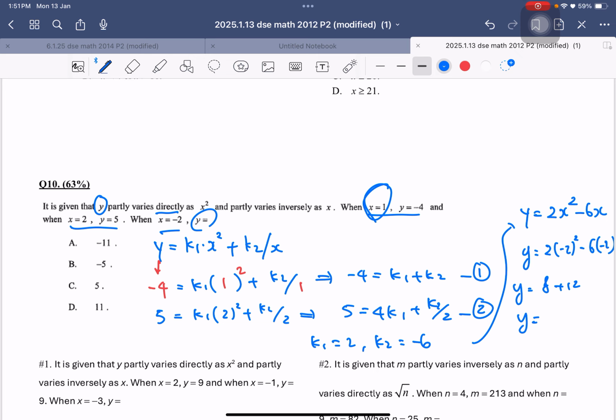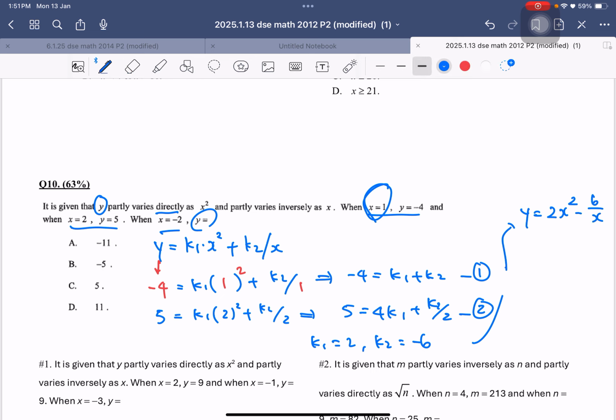Where is the mistake? Minus. It's inversely, not times. Oh, sorry. Yes, you see, I made a mistake as well. Very good. So it's inversely, so not times x, it should be divided by x. So it's going to be minus 6 over x.